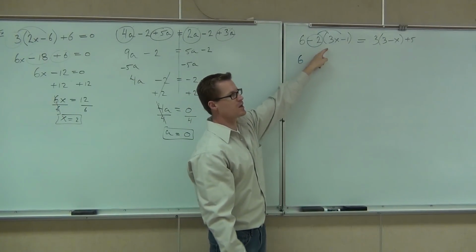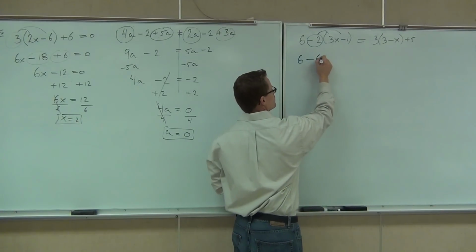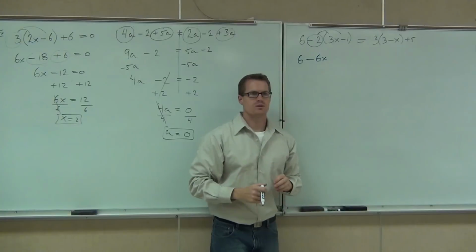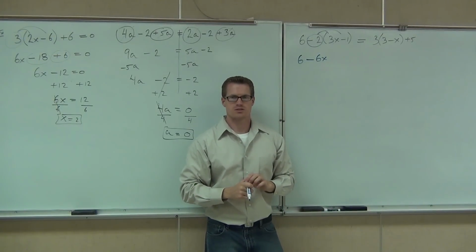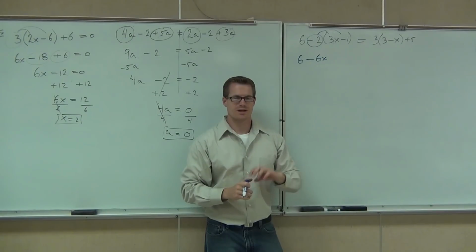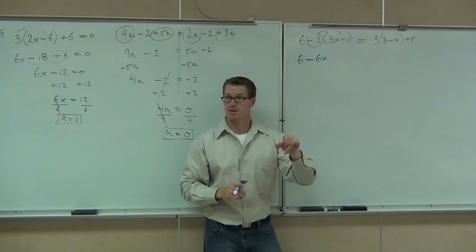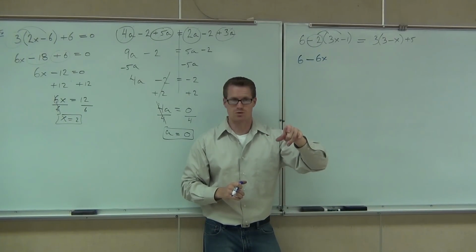Good. Negative times a positive is a negative. Now, is it going to be plus 2, minus 2, plus 1, minus 1? It'll be plus 2. We got to multiply. Negative times a negative gives us the plus. 2 times 1 gives us 2. You with me, folks? Yeah.